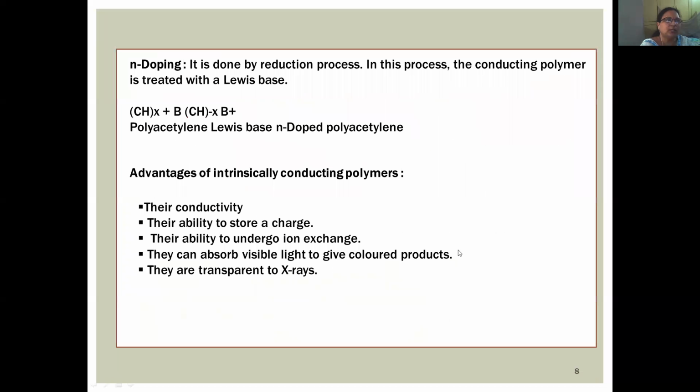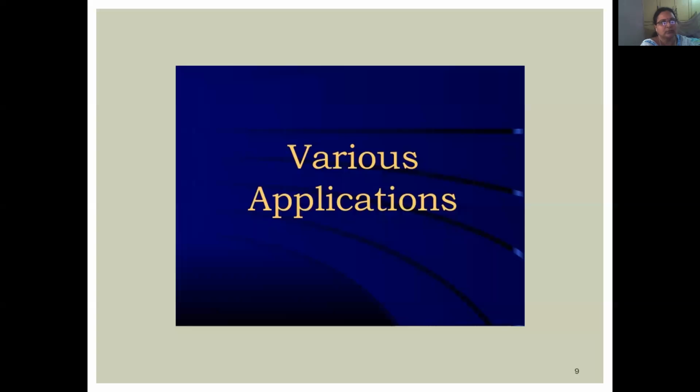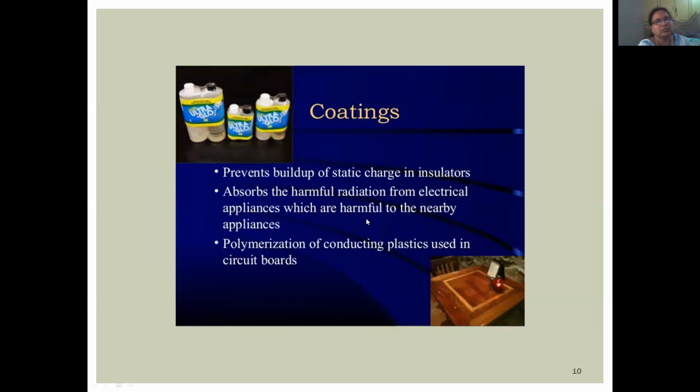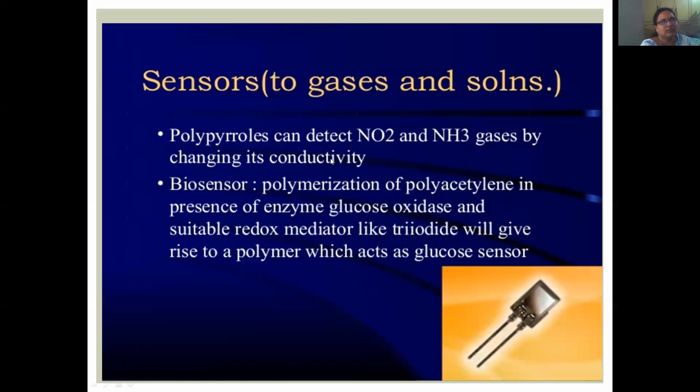Now coming to the applications of conducting polymers. So we have these conducting polymers as coatings. Okay, they can be used as coatings, which build up static charge in insulators. So then it absorbs the harmful radiations. So conducting plastics are used in circuit boards. Then these are used as sensors, that is polypyrroles can detect NO2 and ammonia gases by changing their conductivity.